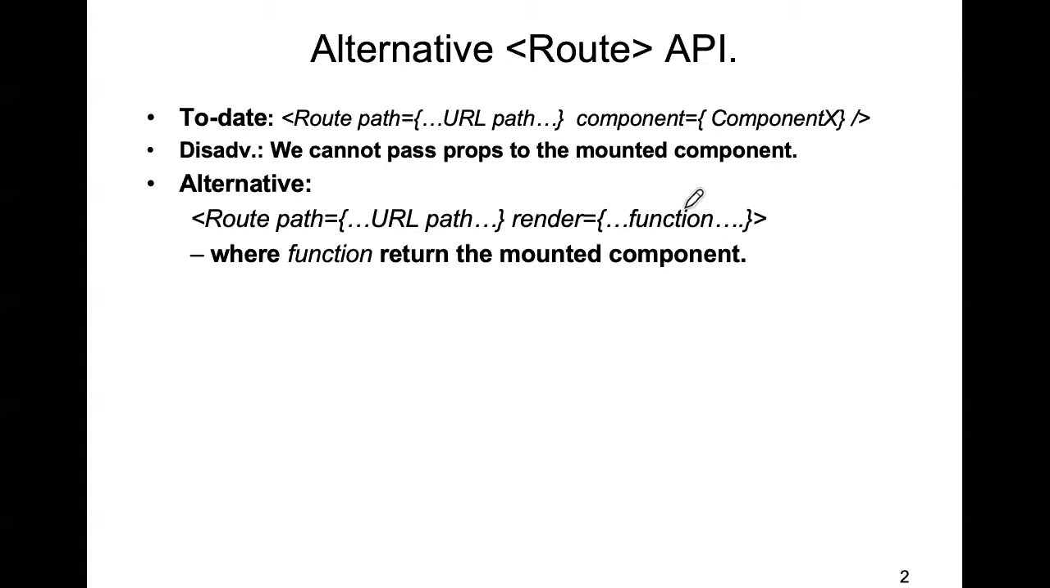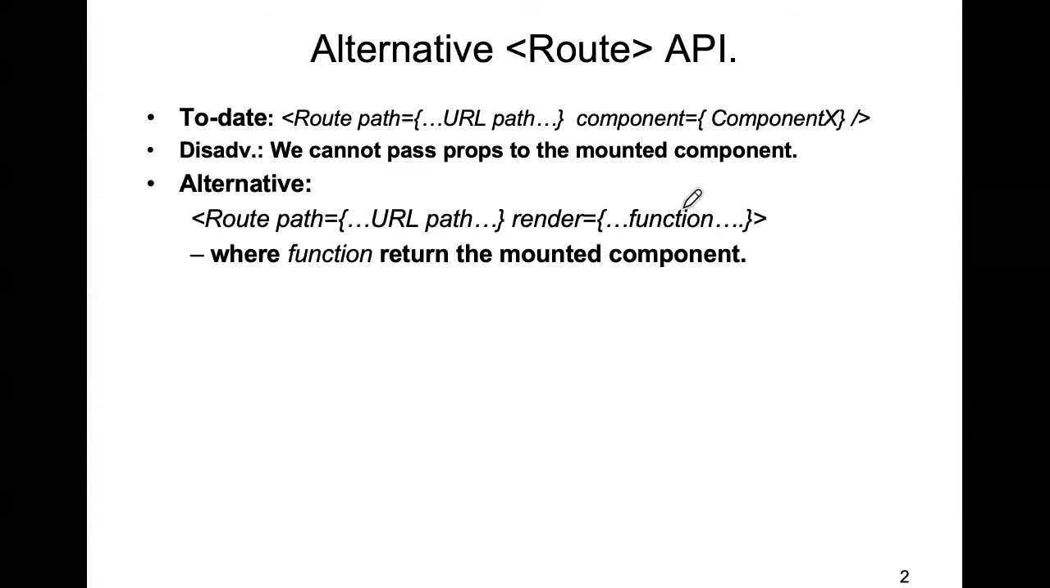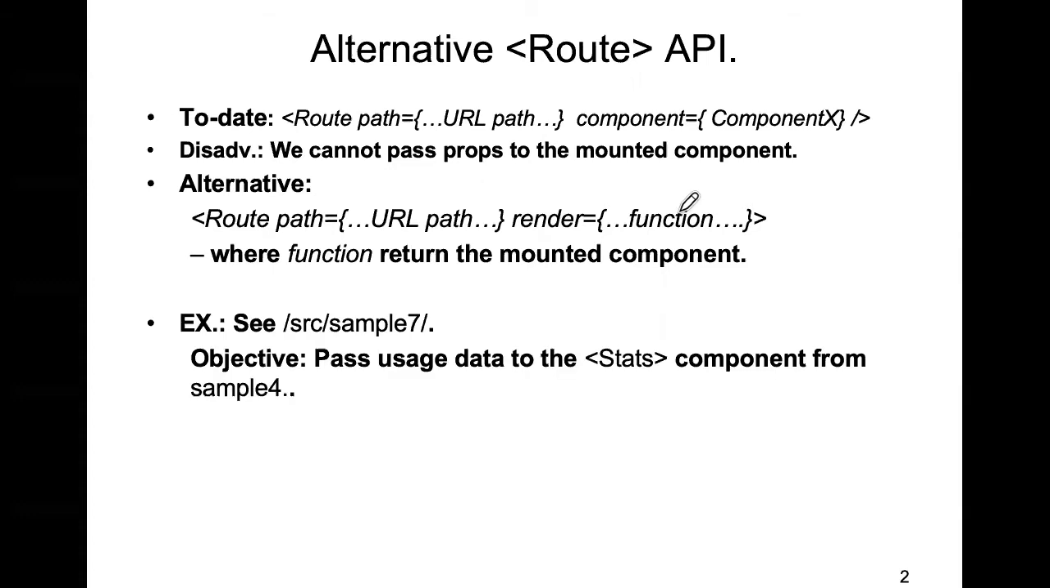Typically in the logic, you might initialize the extra props that you want to pass into the component. So you're free to do whatever you want in the function, but critically it returns the component to be mounted, plus presumably these extra props that you want to pass into it. By way of illustration, you can see the code in sample 7. I don't think I need to look at it in VS Code.